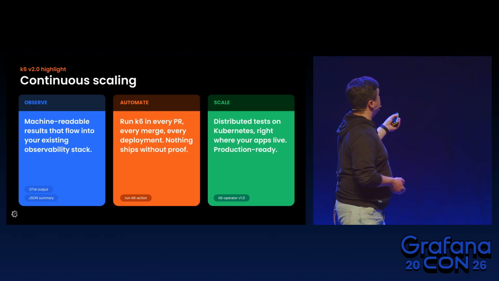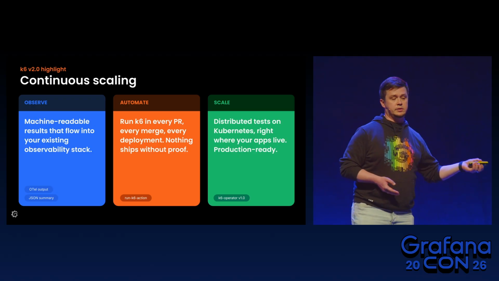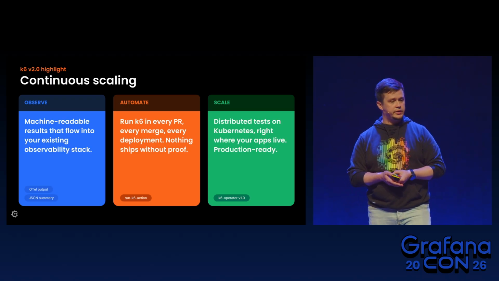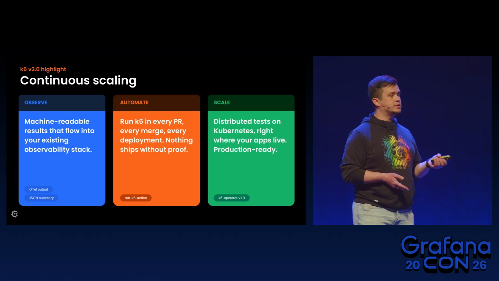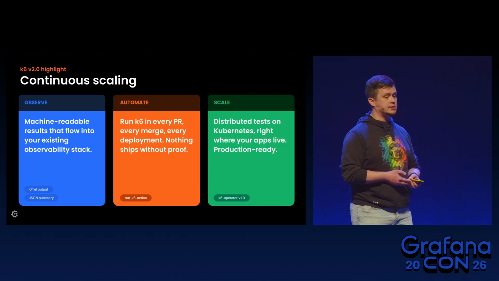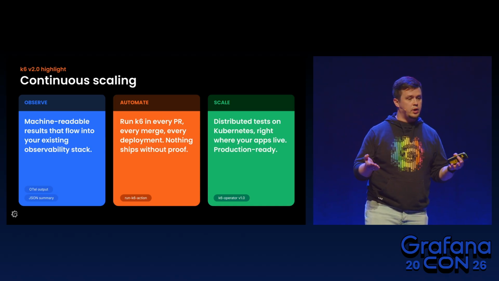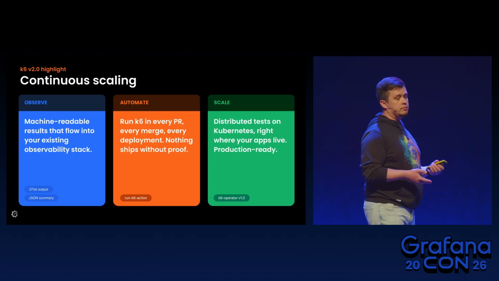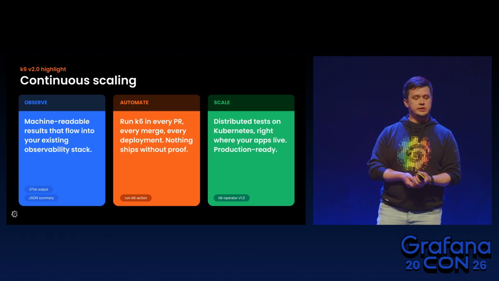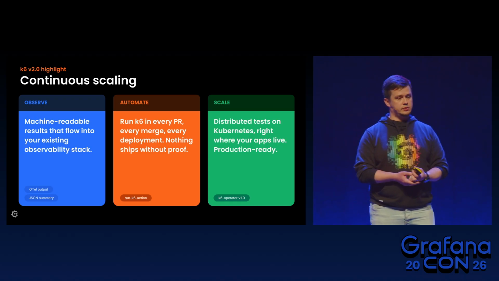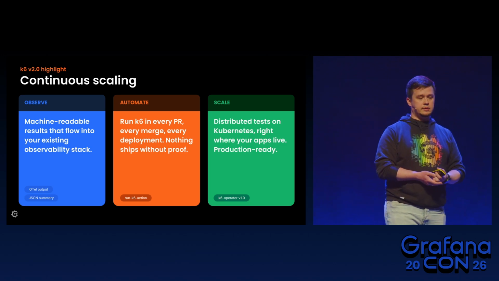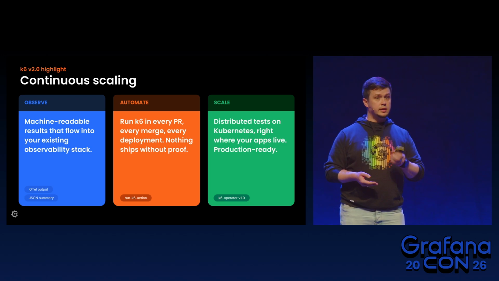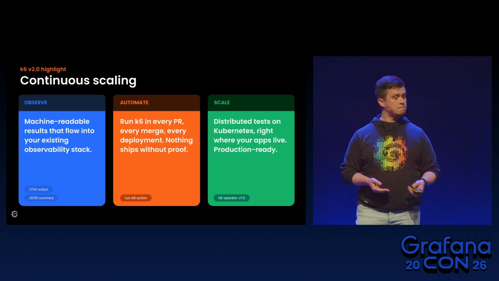The third layer is scale. K6 operator hit version 1.0. And for those of you who are not familiar with what the operator is, it allows you to run distributed K6 tests on Kubernetes. This is where your app lives. And version 1 is a commitment. It means semantic versioning, stable CRDs, predictable release schedule, and a clear upgrade path. So if you've been holding off using operator in your production, this is a signal that it's ready.